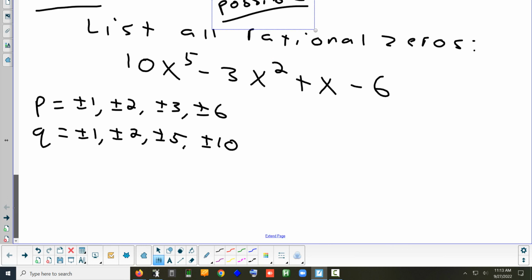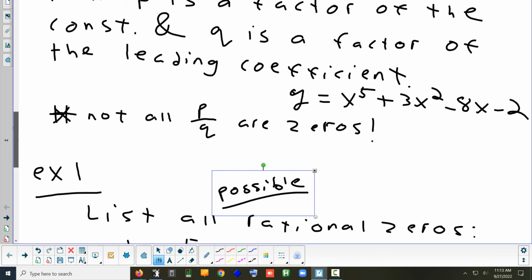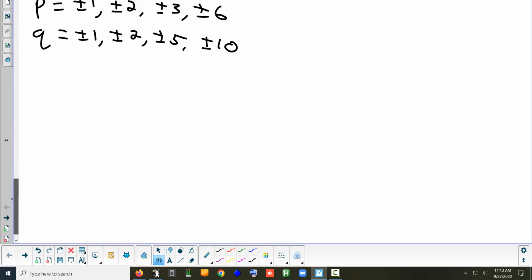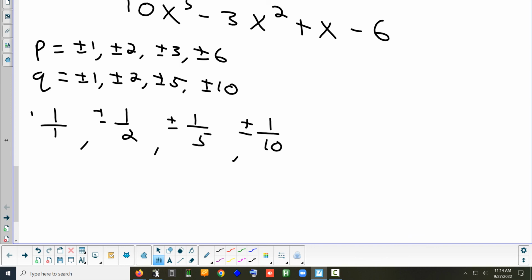So let's list them all out. To make the list, what you want to do is try to be systematic with it. Start with a specific p-value in the numerator, and then list all the possible q values you could have for that p. So let's pretend that p is 1. We could have 1 over 1, 1 over 2, 1 over 5, or 1 over 10. Plus or minus on all of them.